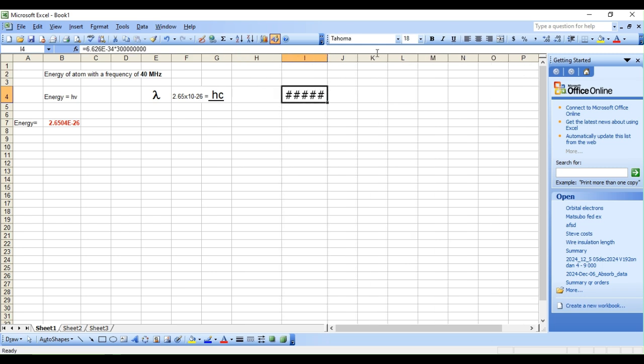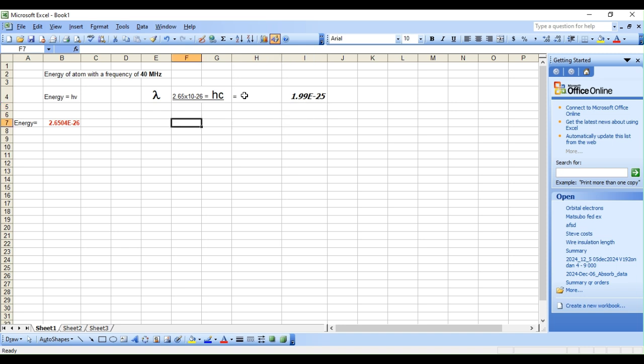Make it a little bigger here. So I have set up lambda times this number equals 1.99 times e to the minus 25. Right? So now I got to get lambda alone. I got lambda times this number. So all I do is divide both sides by this number, 2.65 times 10 to the minus 26.